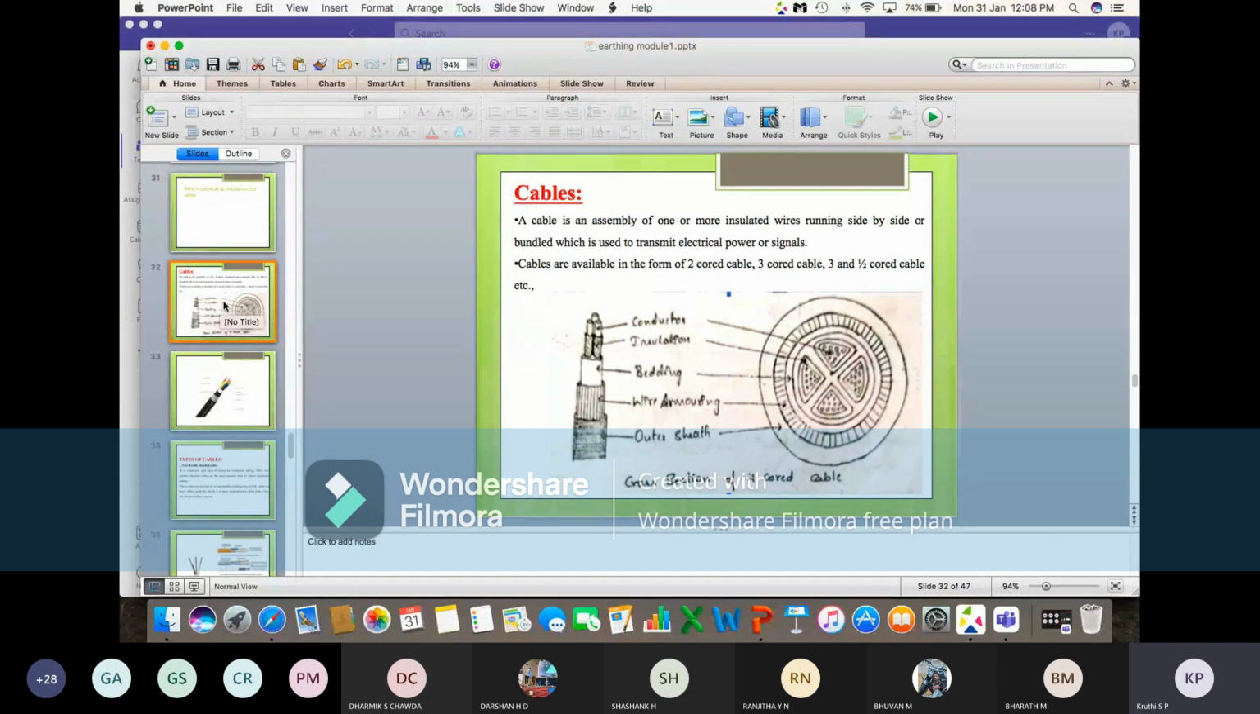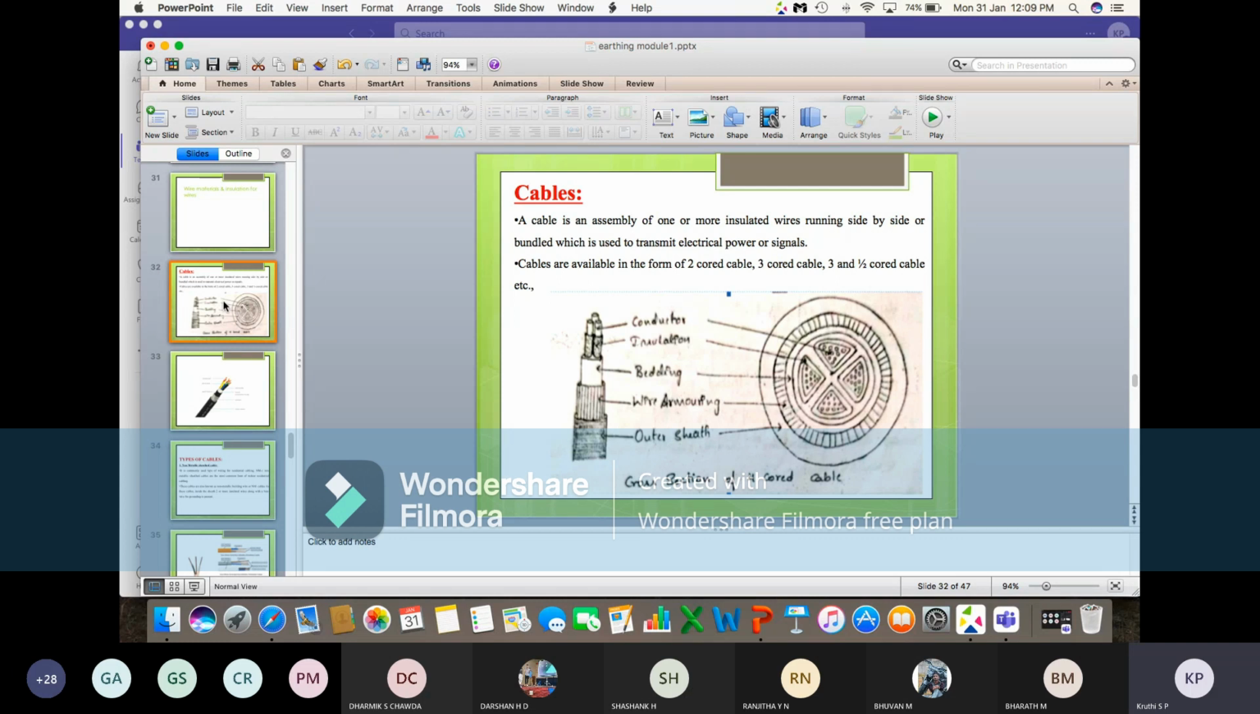Now, a cable is an assembly of one or more insulated wires running side by side or bundled, which is used to transmit electric power or any signal. A cable is nothing but an assembly where we use a wire or a bundle of wires together to transfer one form of energy to another form of energy. It is used for signaling purposes also.